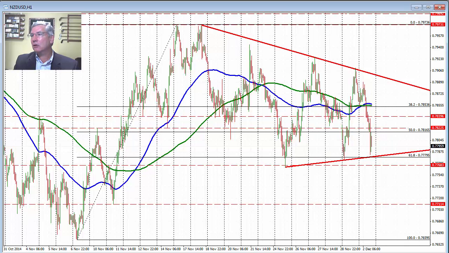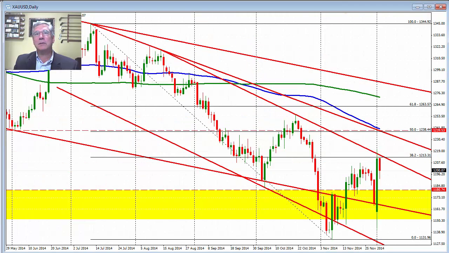Finally, I want to take a look at gold. Gold rallied sharply to the upside in trading yesterday, came up to near trend line resistance, actually moved a little bit above that level, but in today's trading, the market found resistance here against a 38.2% retracement at the 1213.31 level and moved lower.